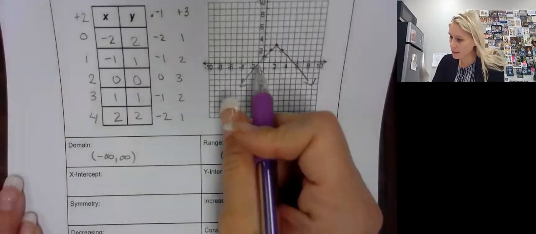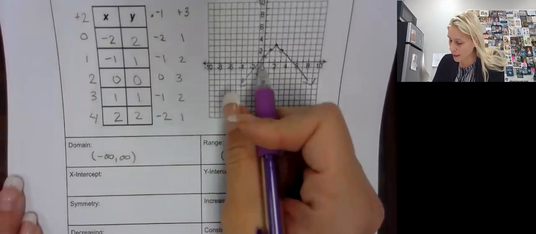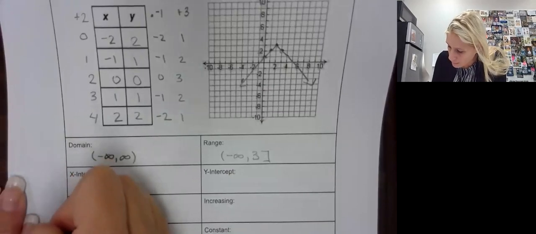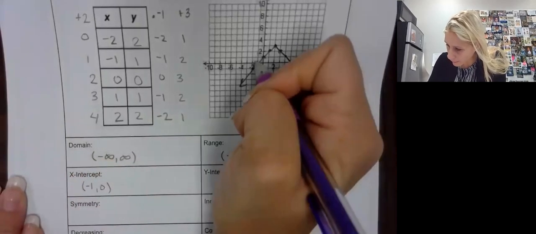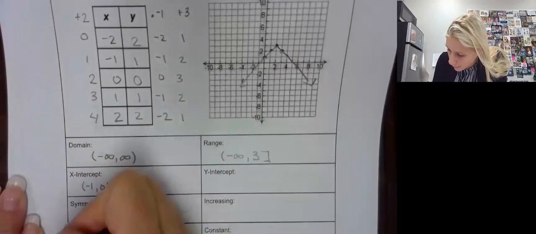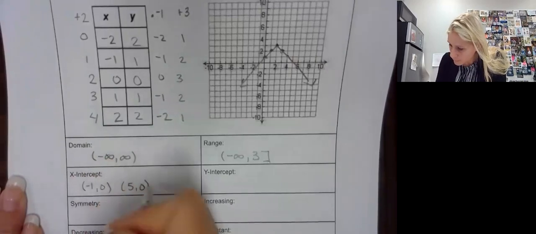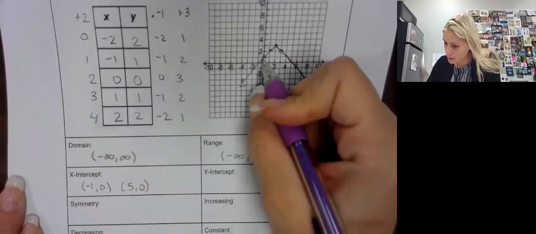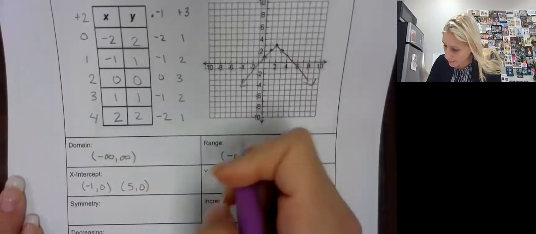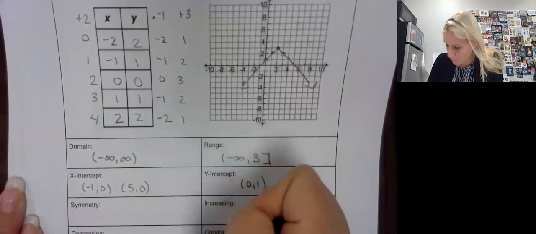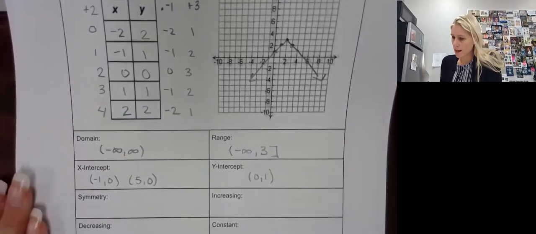Okay, we have our x-intercepts. I see 2 of them right here. So remember, that's a coordinate pair of -1, 0, right here. And then right here we have 5, 0. Y-intercept, where does it cross? It crosses at 1 right here. So that's 0, 1.